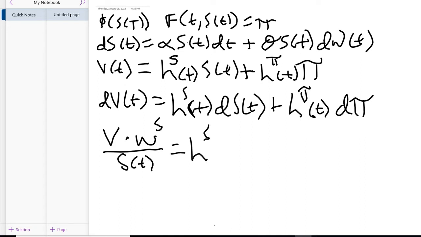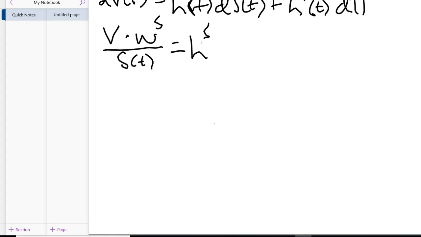And then H superscript pi would be the same idea. You would have the value of the portfolio times the weight you had in the option divided by the price of the option. So the point of this is that you can rewrite the wealth process, just using the way math works, where you can move the denominator around.